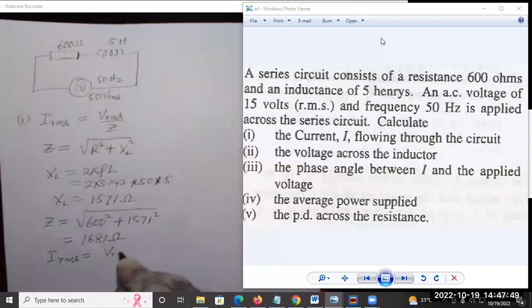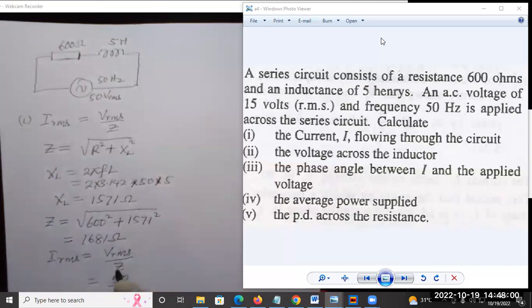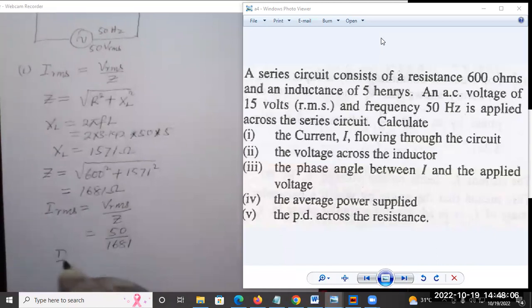From this, we can get the current given by this expression: the root mean square voltage all over impedance. Substitute the values. The root mean square voltage is given as 50 here, and the impedance calculated as 1681. Using a calculator, the root mean square current is approximately 8.88 times 10 raised to the power minus 3 ampere. This can be reduced to 8.88 milliampere.